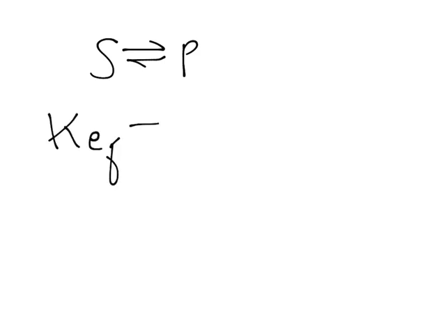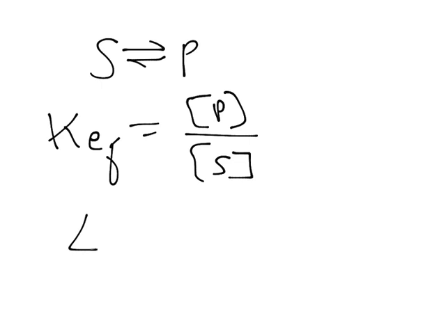Okay, in this little lecture, we're going to just talk briefly about how we can relate the rate constant to the delta G double dagger, the activation energy. So let's consider a reaction where we're converting substrate to product. We could write an equilibrium expression for the equilibrium constant for that. It would be the concentration of product divided by the concentration of substrate.